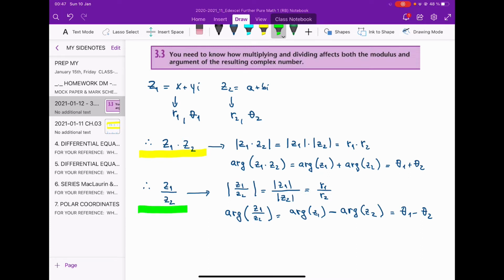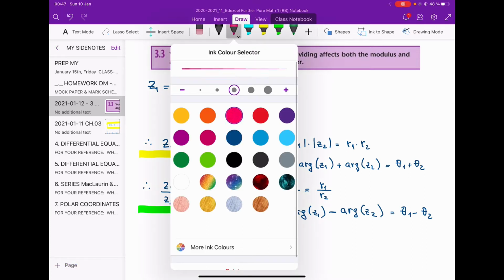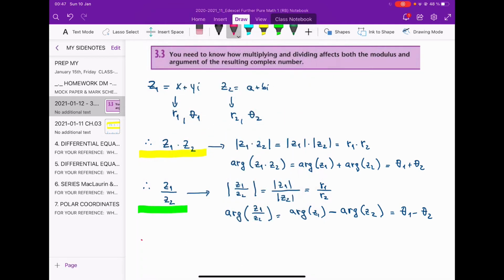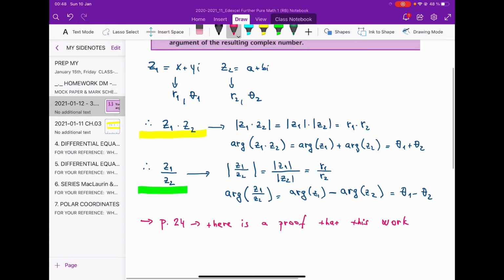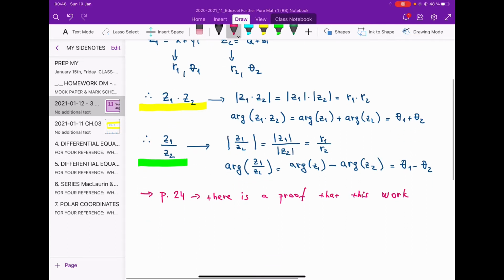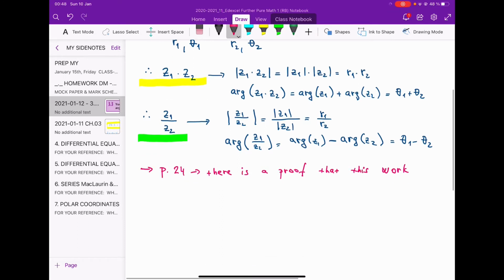You can find the proof if you are interested, but you do not need to know it. For those of you who are interested, there is a proof on page 24 in the book that this is true. Again, you do not need to know this one. You will need to know another one from section 3.4. Okay, so let's look at some questions.